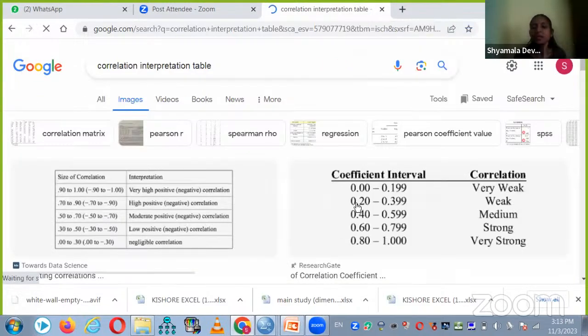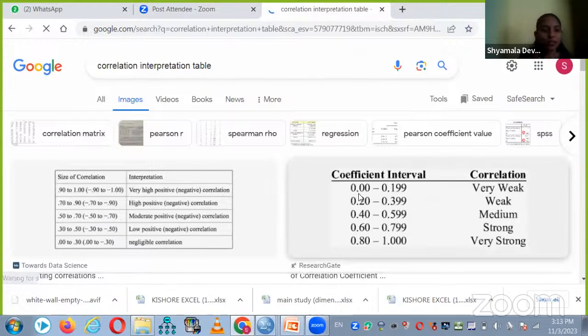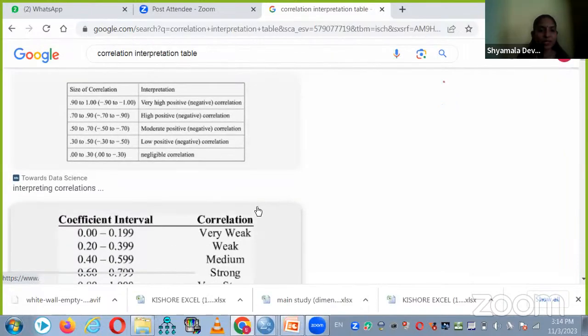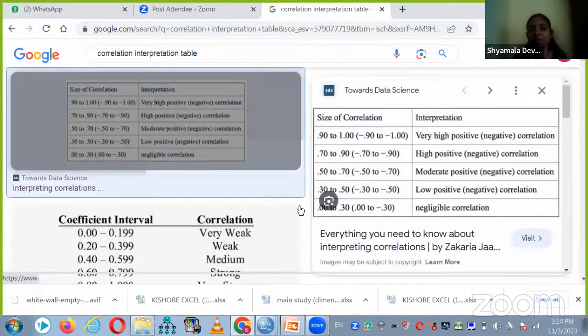See, if the R value is between 0 to 0.1, the correlation is very weak. If the R value is between 0.2 to 0.3, it is weak. If the R value is around 0.5, the correlation is moderate, medium. If the R value is between 0.6 to 0.7, it is strong. And if the R value is between 0.8 to 1, it is very strong. So let us check this table, which I can compare with the previous one.